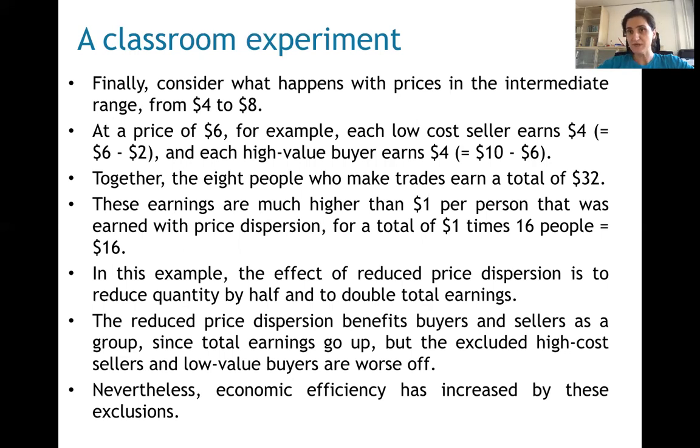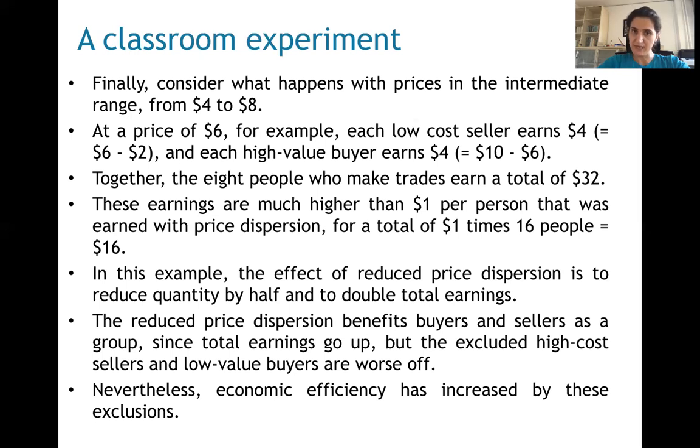Then what will be the total welfare? So actually we are looking at the consumer welfare and producer welfare here, right? The sum of them gives you the total welfare. So the 8 people who make trades earn a total of $32. These earnings are much higher than if they were to trade according to scenario 1, in which everybody was involved in the trade, but all of the sellers and all of the buyers would earn 1. In that case, there were 8 sellers, each earning 1, and 8 buyers, each earning 1. In total, $16 would be earned, instead of 32.